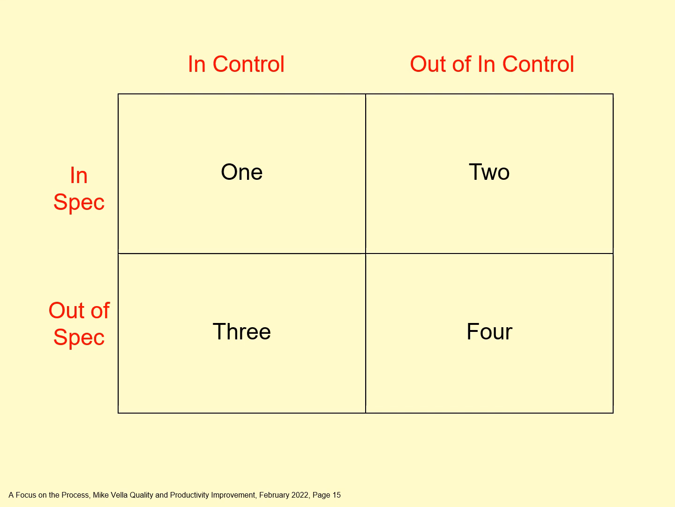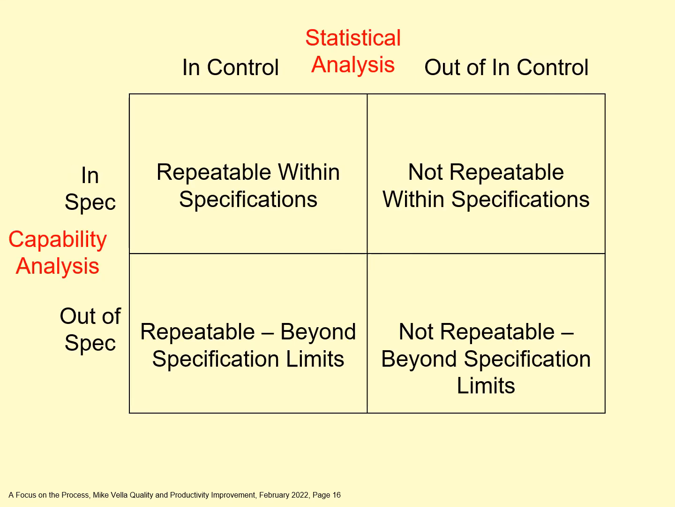Let's take a look at quadrant 3, in control and out of spec. Now, that means you're very, very repeatable, but you're simply not conforming to specification. And of course, in quadrant 4, you're out of control and out of spec. So back to our 4 quadrants. In control, in spec; out of control, in spec. You analyze control using statistical analysis, like statistical process control. You can tell whether you're in control or out of control using statistical analysis. Capability analysis tells you whether you're in spec or out of spec.